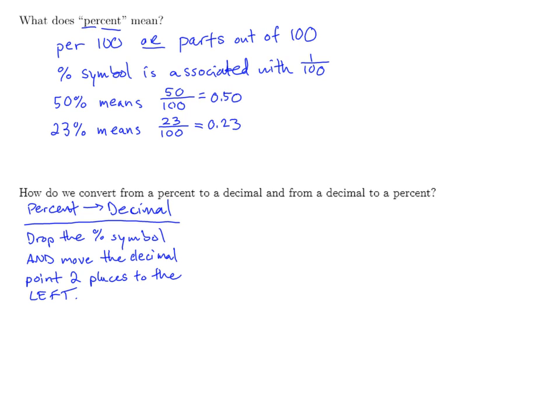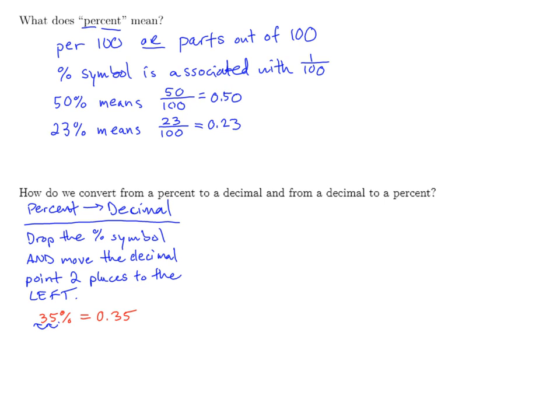So let's try this out. Let's take something like 35%. Thinking of where that decimal is sitting, we don't have to write it with 35, but it's sitting to the right of the 5. So moving it 1, 2, that turns into the number 0.35.